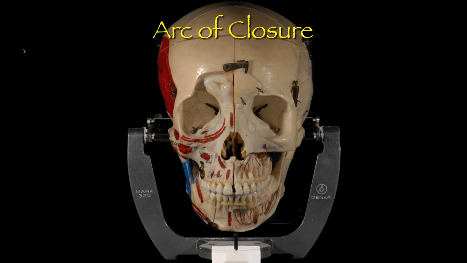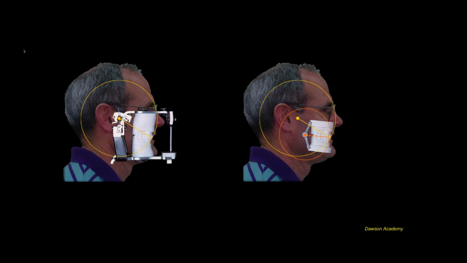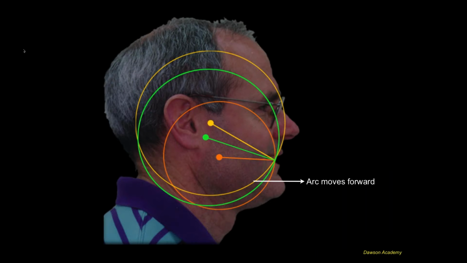Arc of closure is incredibly important. All right. So if we just take a compass and draw the arc of different articulators where the condyles are relative to the teeth, look what happens, okay? They're completely different. And if we look at all three, I mean, look at this. The arc moves forward as the condyle moves down from a real articulator to a metal hinge to a plastic articulator.